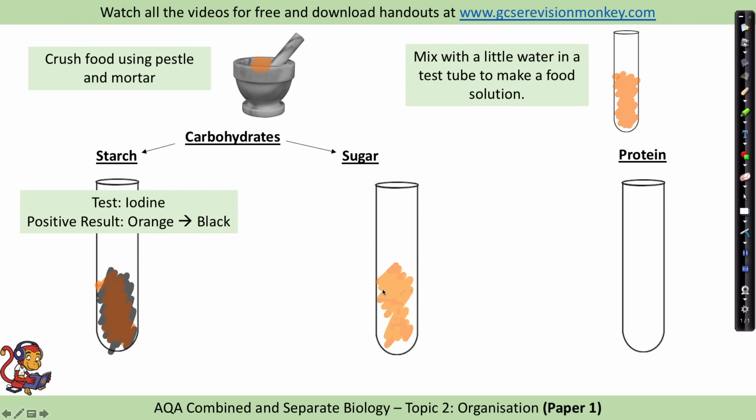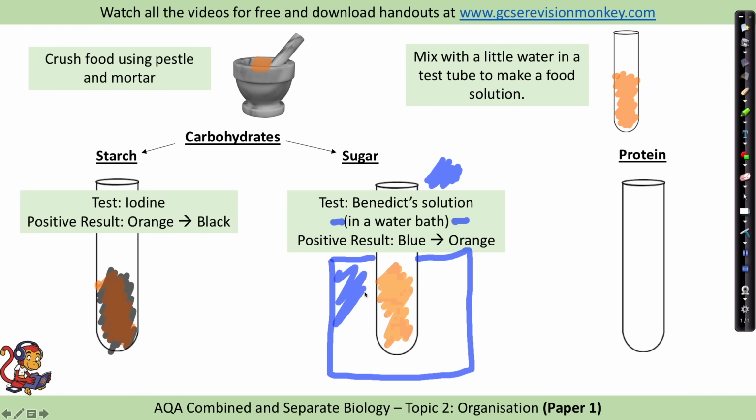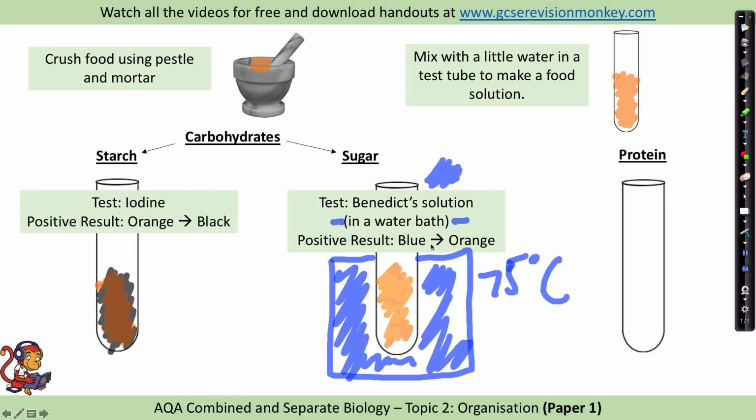So to test for sugar, we'd put some of our food solution inside a test tube, and we would add Benedict's solution. Benedict's solution is blue, but importantly we also have to put this in a water bath. So you could either heat it up and try and maintain the temperature, or you could use an electronic water bath, and it needs to be around 75 degrees C, so quite a hot water bath. And a positive result, if we put our Benedict's inside, heat it up in the water bath, a positive result would be a change from blue to orange.